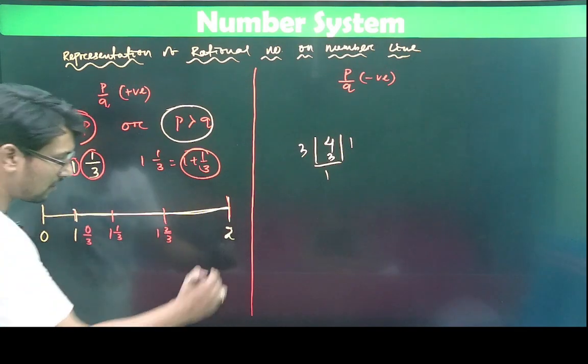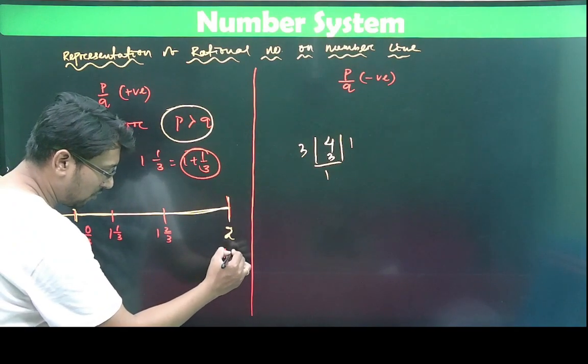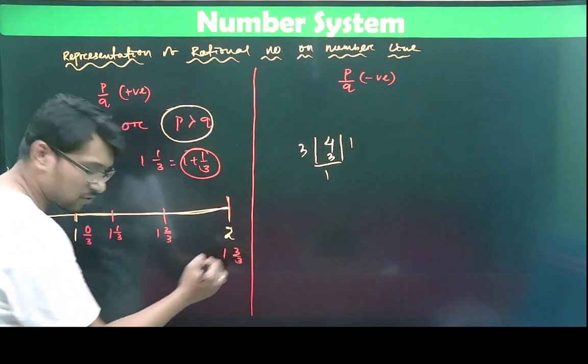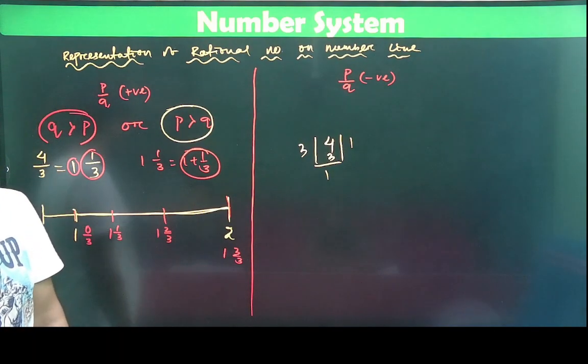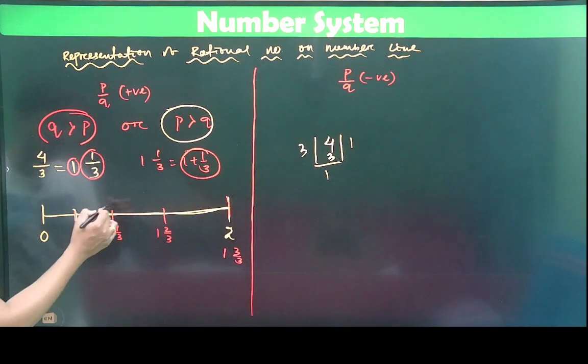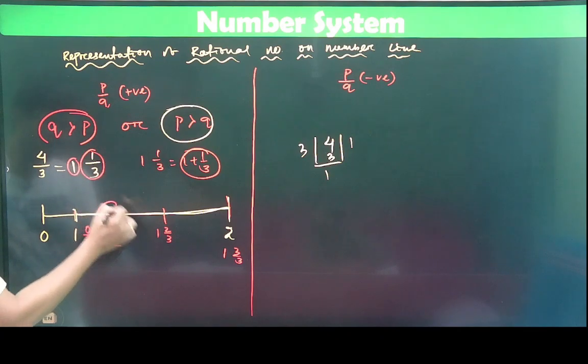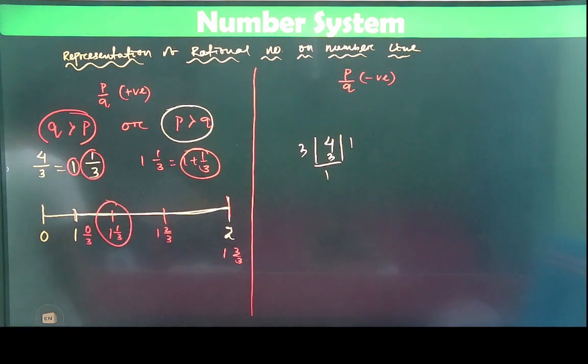This is 1 whole 3 by 3. 3 by 3 is 1, and 1 plus 1 is 2. Are you clear? So we need 1 whole 1 by 3. Which number? This number. Are you clear? Any doubt? I hope you have cleared this much. Tell me after this if you have any doubt.